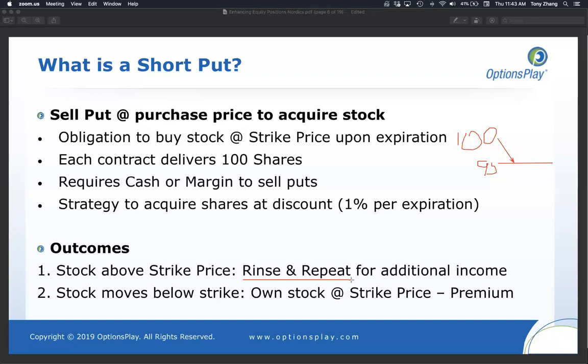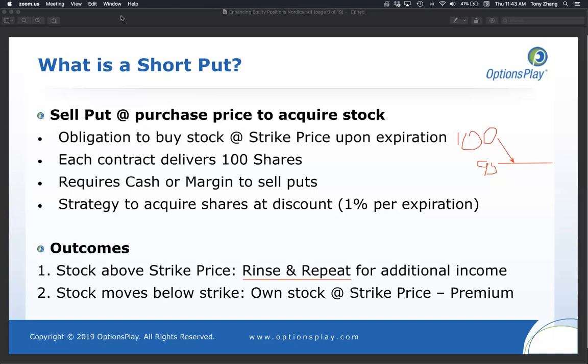Maybe you want to buy it at a different price. You can change your strike price. Maybe the stock has moved higher and now you want to move to a higher strike price. Maybe the stock moved lower and you want to move to a lower strike price, or you just want to stay at the same strike price. It's up to you. You can make that decision as to whether or not you still want to acquire those shares and sell another put.